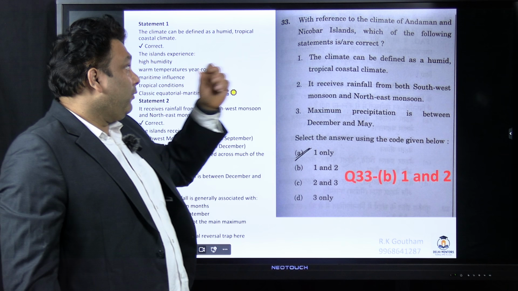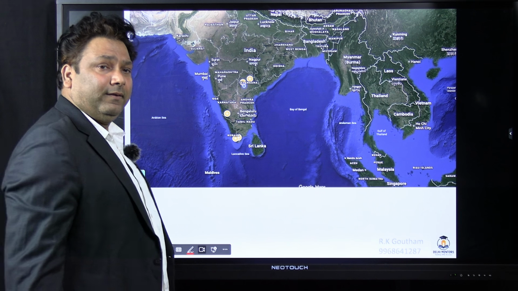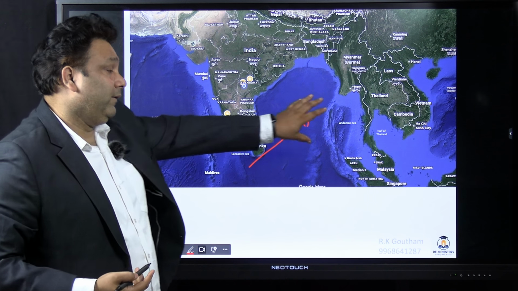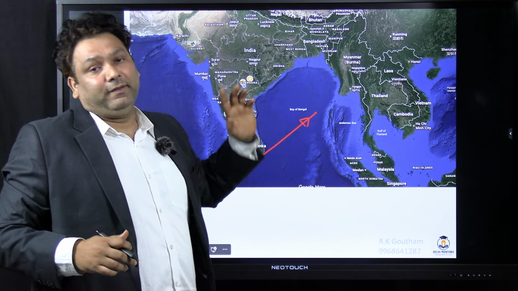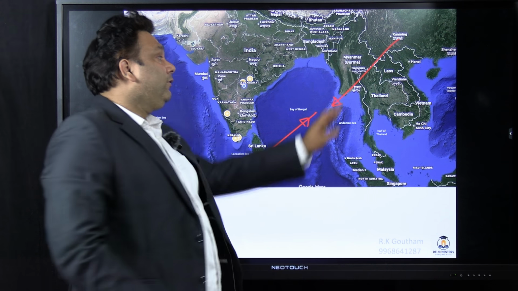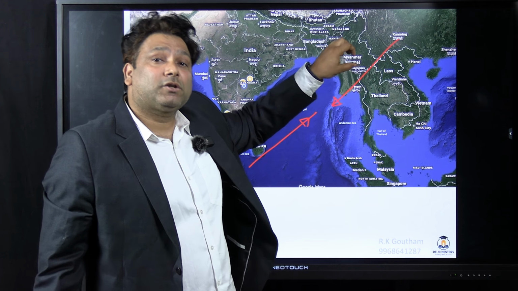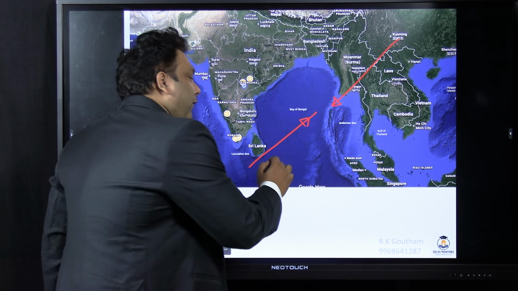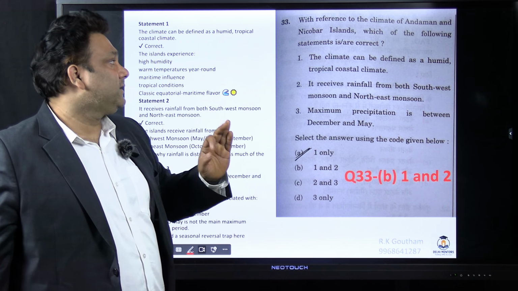So next one, with reference to Andaman and Nicobar group of islands. Now you see this Andaman and Nicobar group of islands. So they'll be getting rainfall because of the southwest monsoons. Because it's an island, हवा जहाँ से भी चले, it will be receiving rainfall. And northeast monsoons will be coming from here. So then also it will be receiving rainfall. But northeast monsoons are not as strong as the southwest monsoons. The southwest monsoons are very intense. So the rainfall will be more because of the southwest monsoons and not the northeast monsoons.